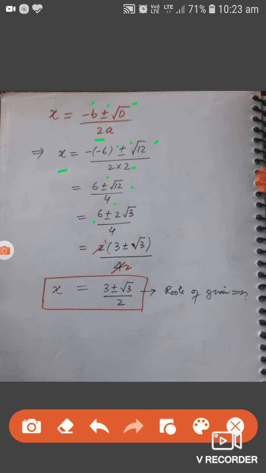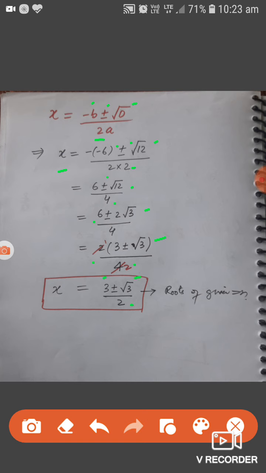the square root of 12 is equal to 2 times square root of 3. So we will write square root of 12 equal to 2 times square root of 3, and we will bring 2 common in the numerator and get 2 into 3 plus minus square root of 3 divided by 4. 2 1s are 2, 2 2s are 4. So we are left with x equal to 3 plus minus square root of 3 divided by 2.